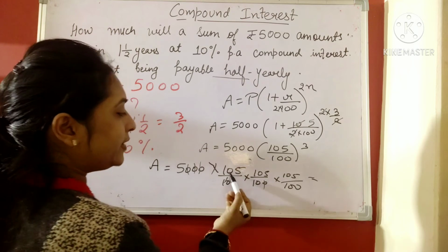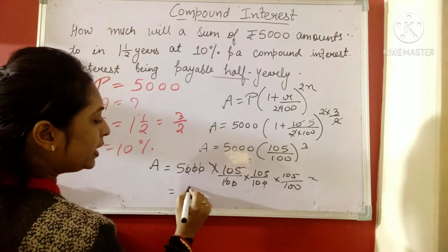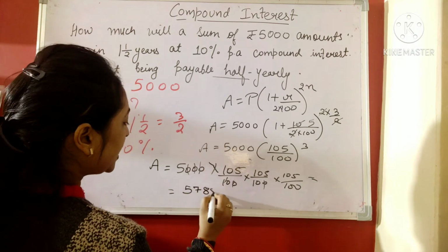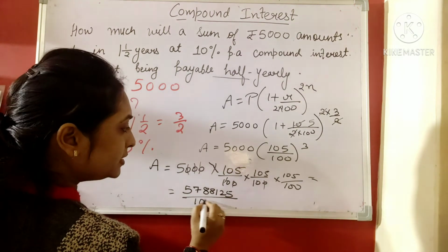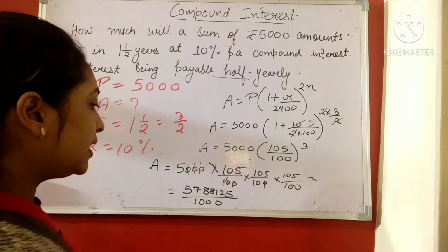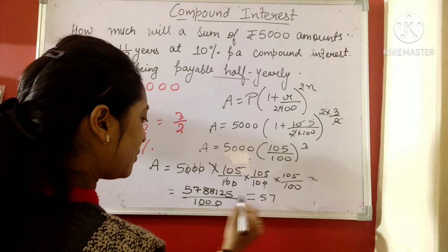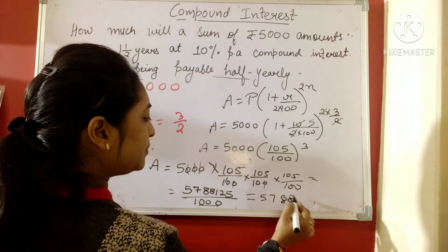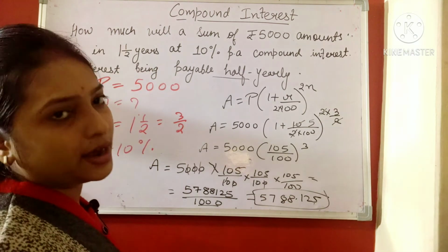Multiply 105 into 105 into 5, we will get 5,788,125 by 1000. Now please solve. We have 3 zeros here, so the decimal comes after 5,788, giving 5,788.125, and this will be our answer.